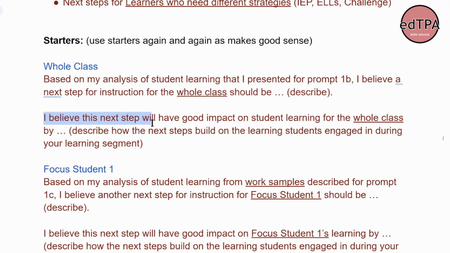I believe this next step will have good impact on student learning for the whole class by, describe how the next steps build on the learning students engaged in during your learning segment. So both are about whole class. You're connecting this to evidence, why you want to be doing this next step, and you're giving a justification for why you want to make this change. So that's whole class.